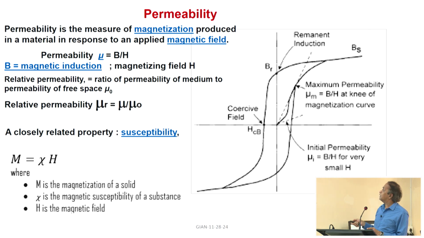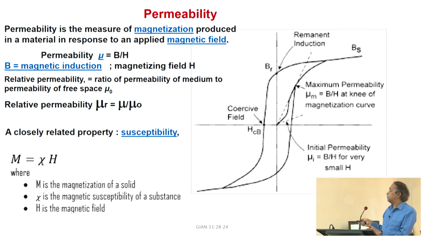So, the permeability is essentially the slope of this M versus H at low field. So, the initial permeability is the magnetic induction over H. What is shown here is B versus H. B is equal to H plus 4 pi M, and so it is called magnetic induction, and mu m is at the knee of the magnetization curve. Okay. So, the maximum permeability is where this maximum in slope is. So, that occurs somewhere in the middle point.